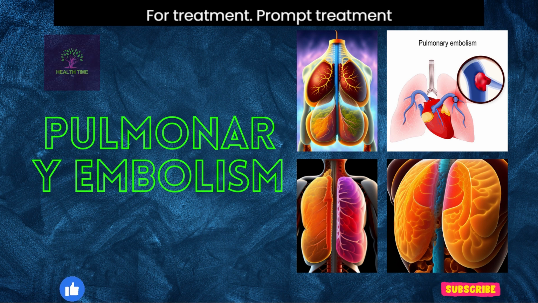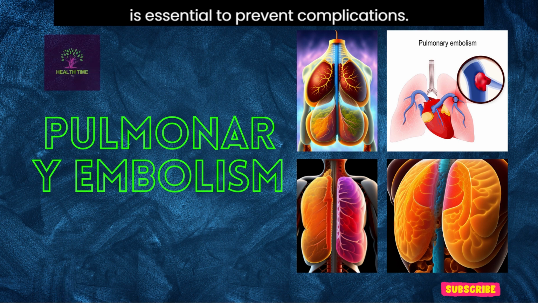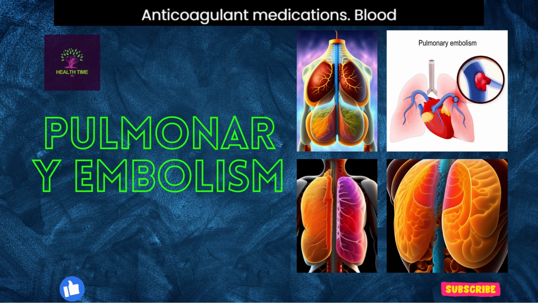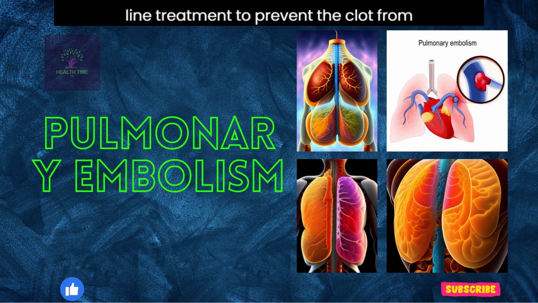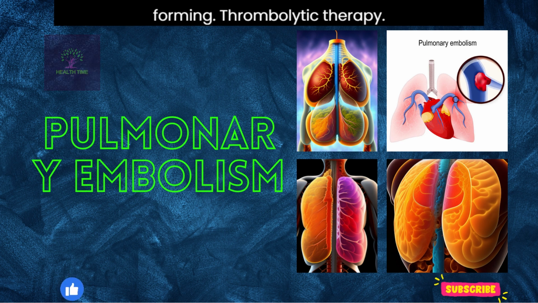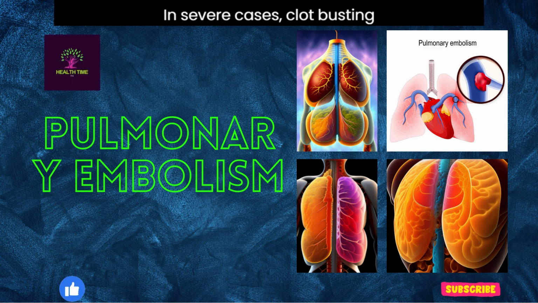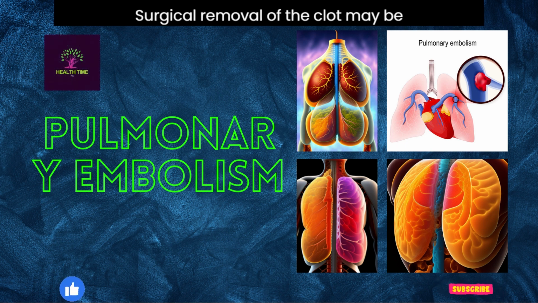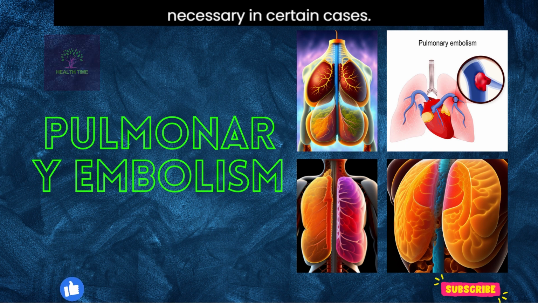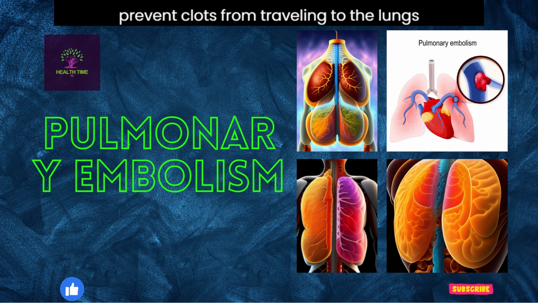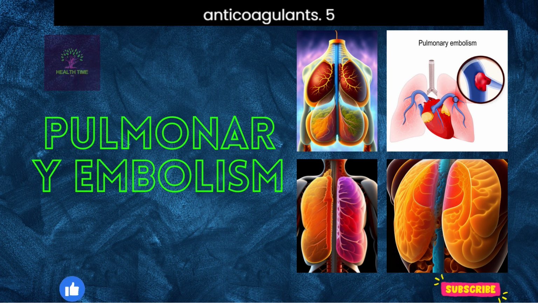4. Treatment. Prompt treatment is essential to prevent complications. Treatment options include anticoagulant medications, blood thinners. These are usually the first-line treatment to prevent the clot from growing and to prevent new clots from forming. Thrombolytic therapy. In severe cases, clot-busting medications may be used to dissolve the clot quickly. Embolectomy. Surgical removal of the clot may be necessary in certain cases. Inferior vena cava, IVC, filter. A filter may be inserted to prevent clots from traveling to the lungs in individuals who cannot take anticoagulants.